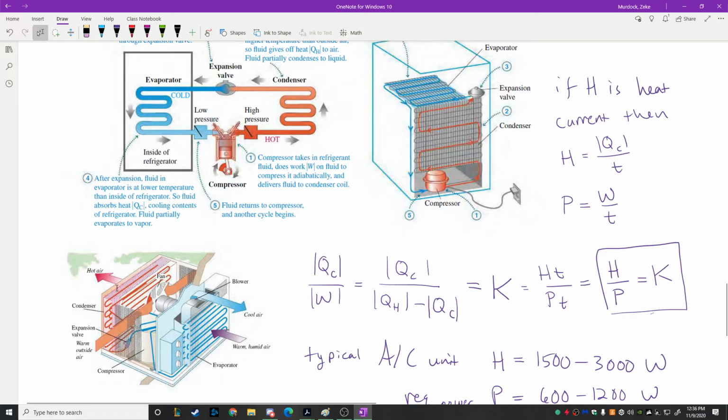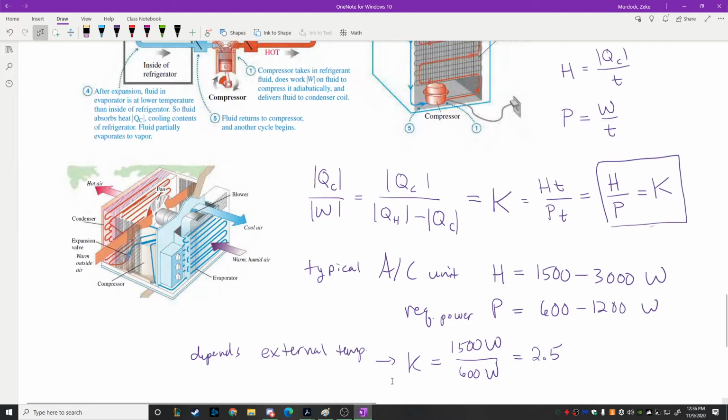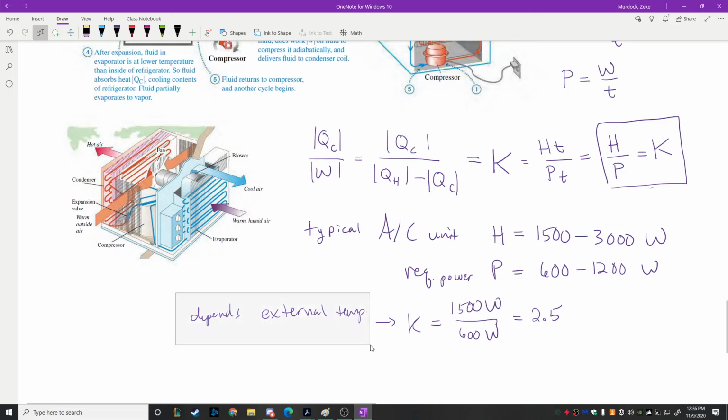And the rate at which the coils are going to be able to expel heat is going to be dependent upon that temperature difference. So if it's like 100 degrees outside, your air conditioner is going to have to run constantly, and the coils are probably only going to be slightly hotter than the outside air, so it's not going to get as cool as quickly, right? Does that make sense? So this depends on the external temperature.